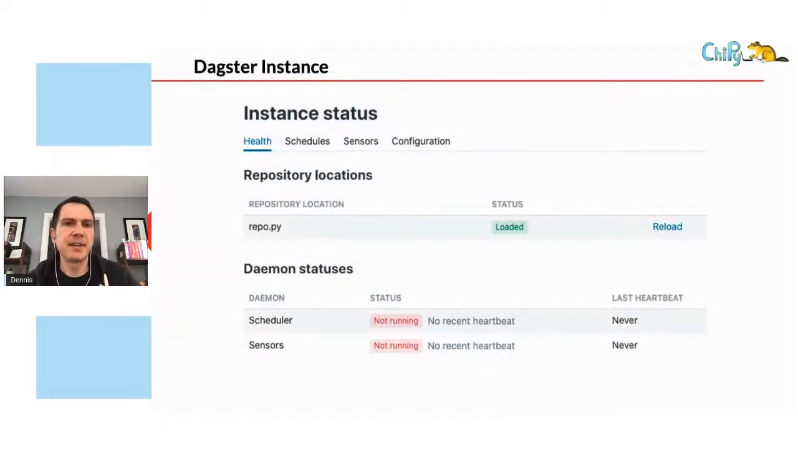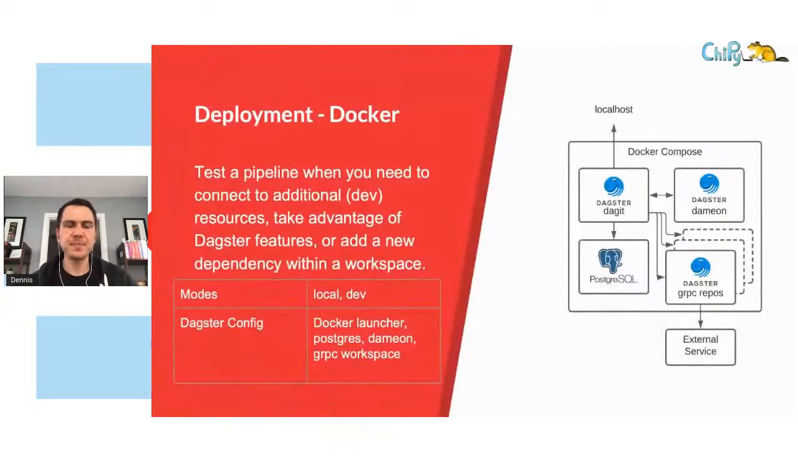this is what it looks like running locally. You can see that our repo is running, but some of the Dagster peripherals, such as the scheduler and sensors, are not running at this point. There's a separate Dagster daemon process that handles scheduling and things like that. So next slide.